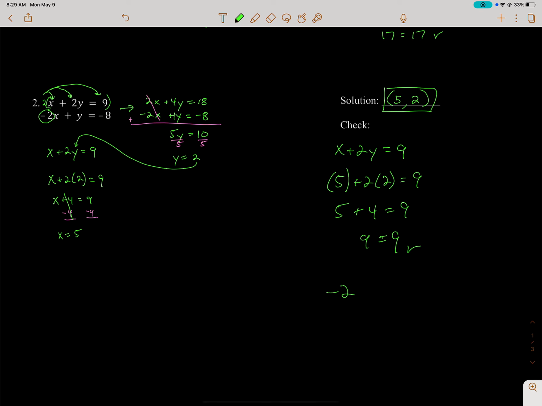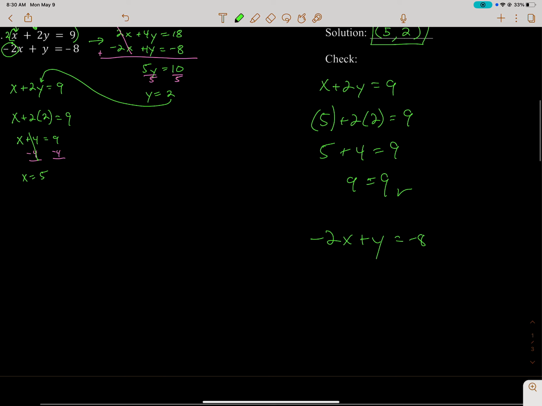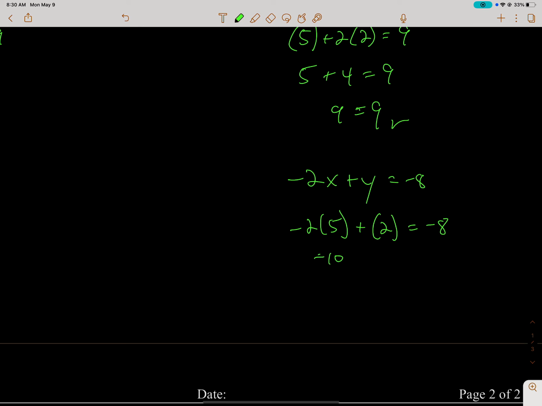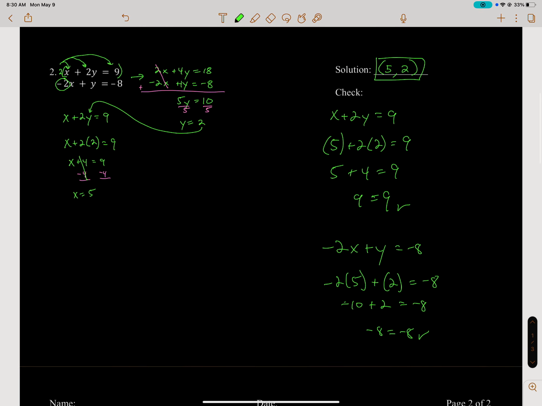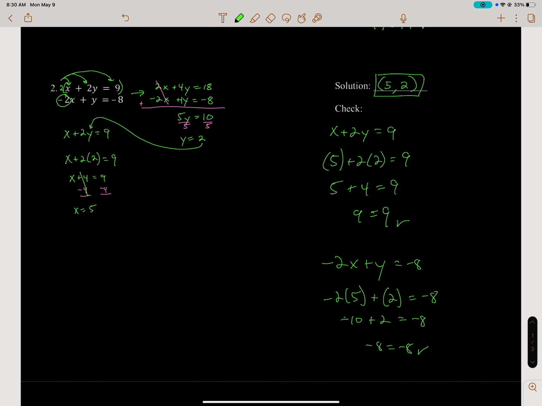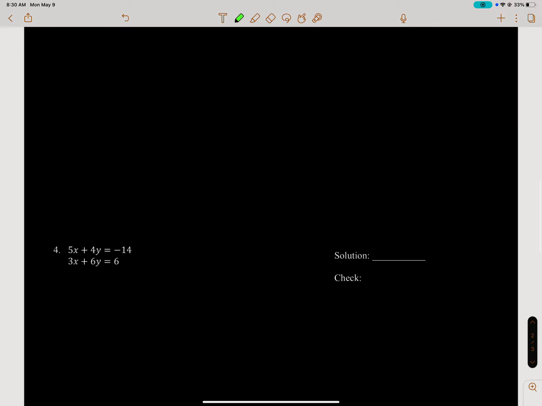I get the second equation, negative 2x plus y equals negative 8. I plug in the 5 and the 2. Negative 2 times 5 is negative 10, plus 2. Negative 10 plus 2 is negative 8. Checks out. So it checks in both equations, which means that point lies on both lines. That means it's a solution.